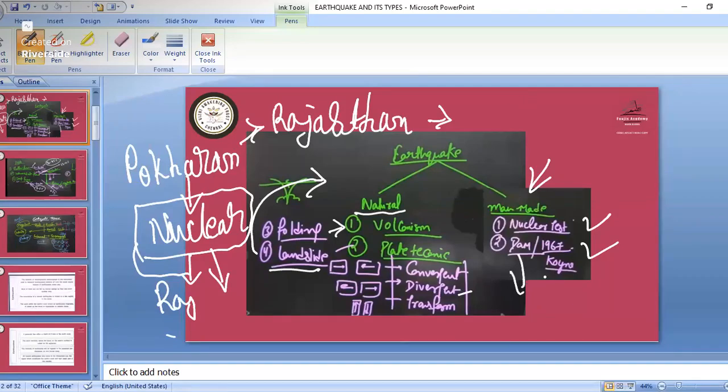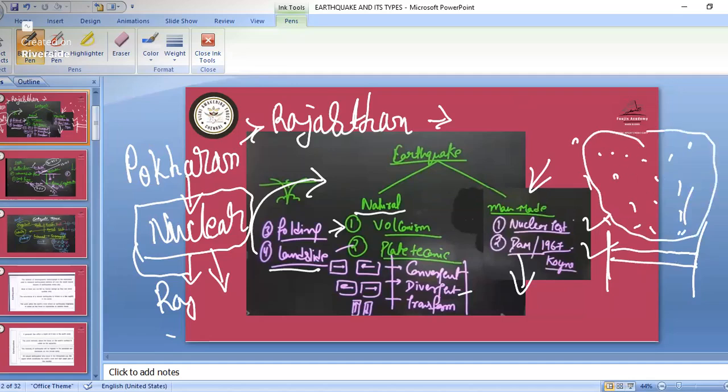Then we have the building of the dam. Suppose rivers are flowing here and we are building a dam. We are stopping all this water before this particular part. In this area, high pressure is applied, because we have that much water. Pressure is applied at maximum, so in a dam area also we can have earthquakes. So these are man-made.